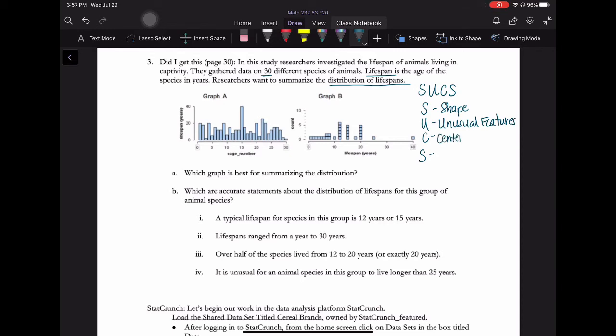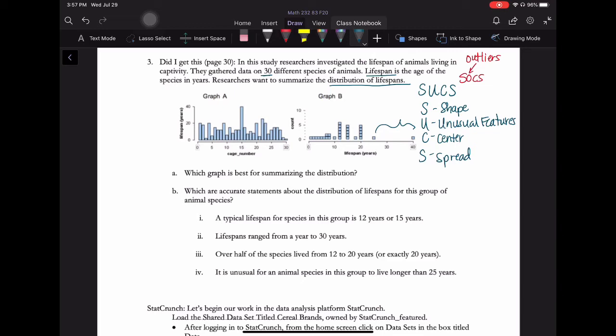Center is the C, and the second S, the fourth letter, stands for spread. We'll have different measurements for center and spread. Shape we'll talk about in a little bit. Sometimes people will use the acronym SOCS, where the O stands for outliers. I like unusual features though, because we don't want to just talk about outliers. If we have gaps like we do here, we would want to mention that.